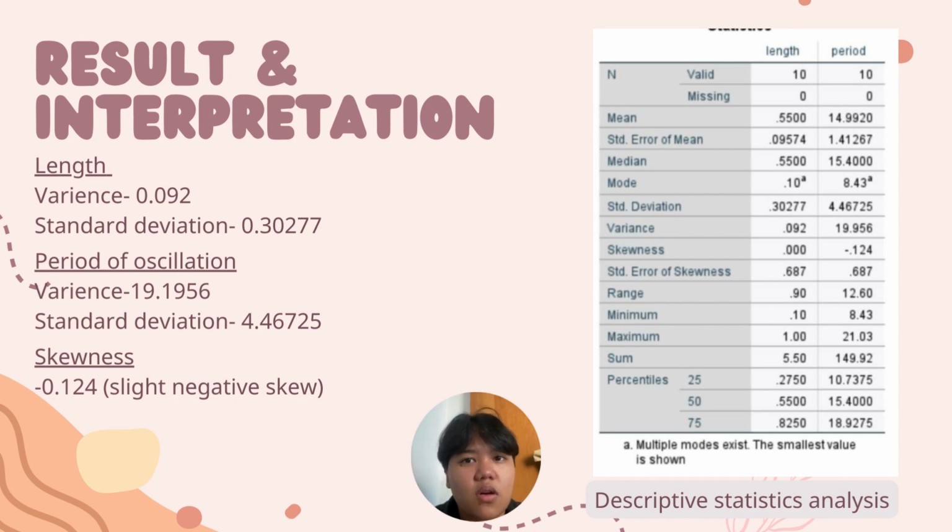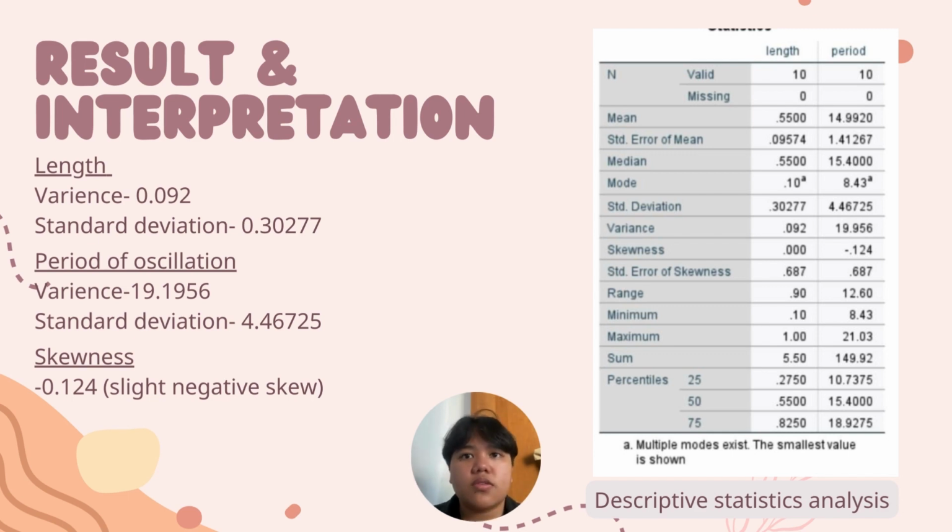To summarize, the variance of 19.1956 and mean of 14.9920 indicate that the data set has a higher level of dispersion compared to the previous example. The values are more spread out around the mean, indicating greater variability and inconsistency in the data.